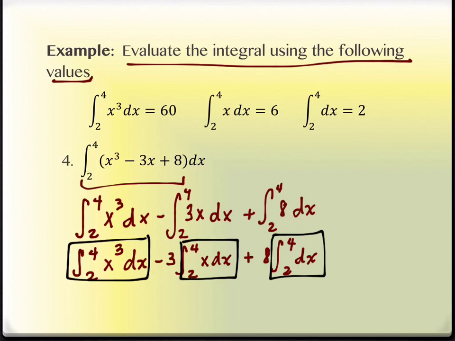The first value was 60, and then it'd be minus 3 times the second value, which is 6, and then plus 8 times the third value, which is 2. So, what is the sum of the values here then? What is 60 minus 18 plus 16? 58.